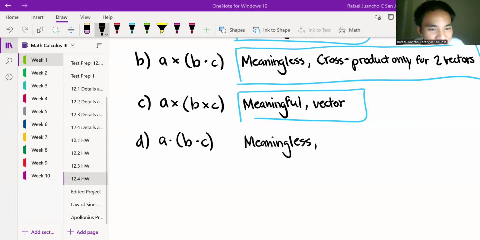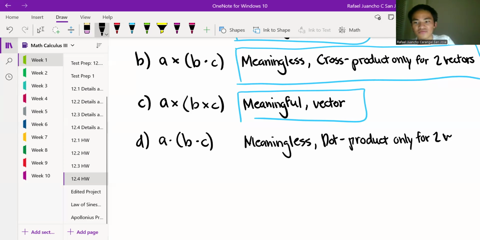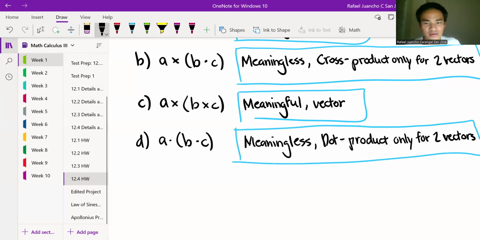Mouth to mind error. Okay, so this is meaningless because the dot product is defined only for two vectors. Yeah, so I'm gonna say dot product only for two vectors. Can't be a scalar. All right. Let's hit submit and see what happens.